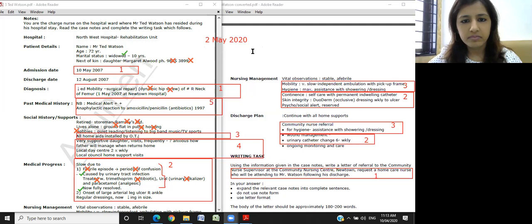Okay. Is there any further question about paragraphing or interpretation of the case notes or any words or any symbols that I might have missed, and if you still don't understand what it means? Okay.